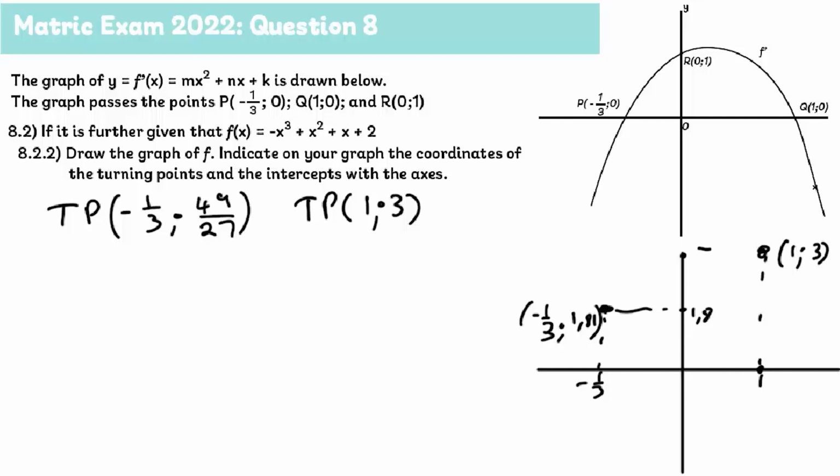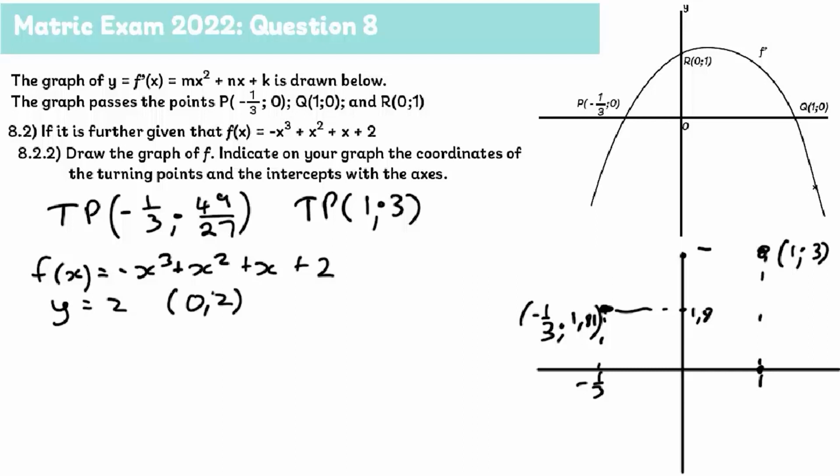So what we need to do is work out the intercepts. If we look at the function f(x) equal to minus x to the power 3 plus x squared plus x plus 2, to work out what y is, make x 0. So y will equal 2. Therefore, it'll cut at (0; 2). Wherever 2 is, so 2 is over there, it'll cut over there.